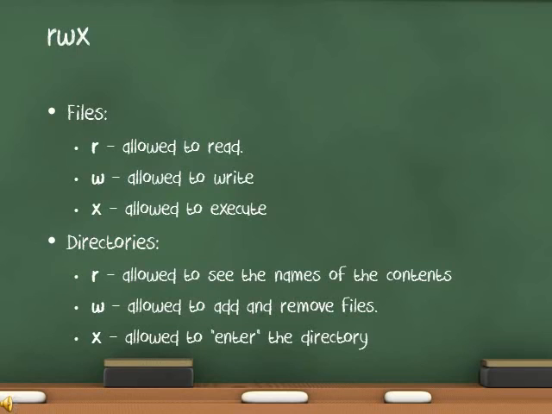rwx. Files: R, allow to read. W, allow to write. X, allow to execute. Directories: R, allow to see the names of the contents. W, allow to add and remove files. X, allow to enter the directory.